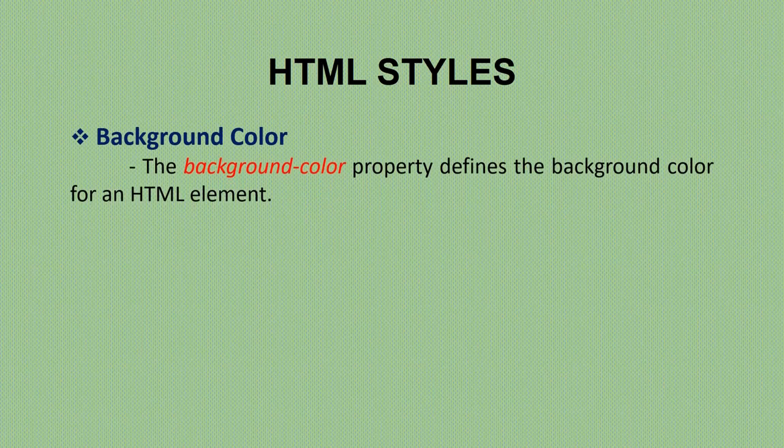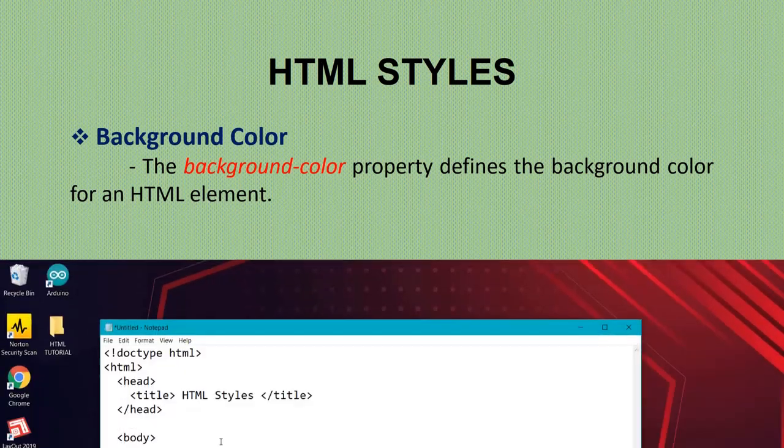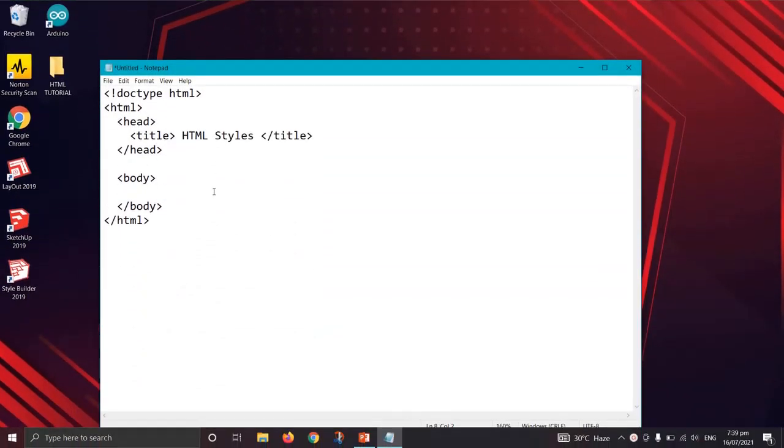So now we are going to discuss some examples of HTML style properties. We will first discuss the background color. The background color property defines the background color of an HTML element. So here we have a simple HTML code template. If you don't know yet the basics of creating HTML pages, you can go and visit our previous episode about that. So now inside the body tags, we can add a div element.